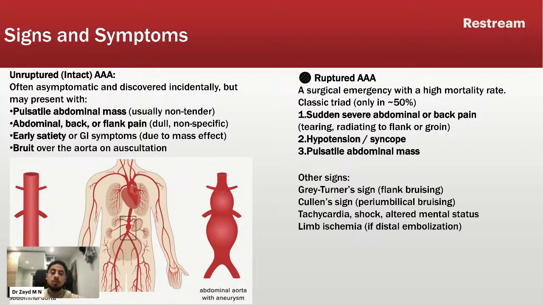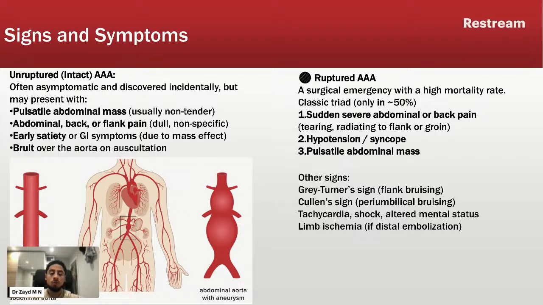a high mortality surgical emergency, and they usually will be very unwell patients, hypotensive, oftentimes unconscious. These will oftentimes have a pulsatile abdominal mass, and they will have presented with severe abdominal pain, a ripping sensation that they describe, that radiates to the back. Okay. Sometimes it can also radiate to the flank or to the groin.